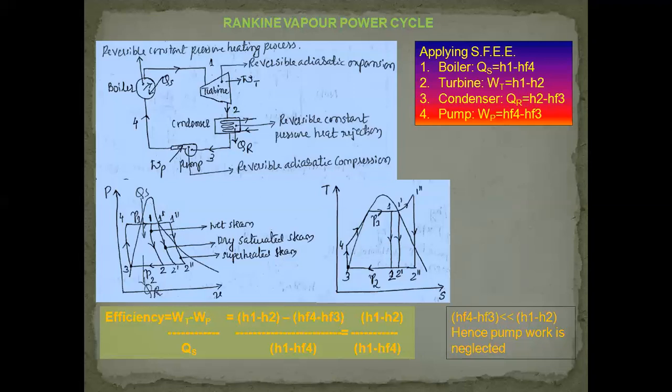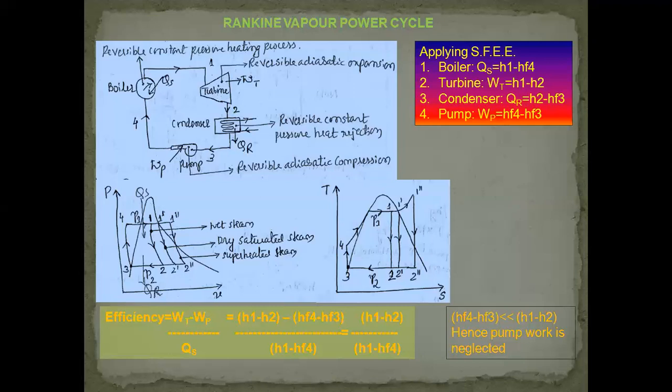Now state 4 is written as HF4, that F suffix indicates that it is liquid. And in the turbine, there is a work of expansion. The difference in the enthalpies is H1 minus H2. From 1 to 2, there is an expansion, and at 1 the steam has a higher enthalpy, and 2 has a lower enthalpy. This drop in enthalpy is the work output from the turbine. So for the turbine, H1 minus H2.